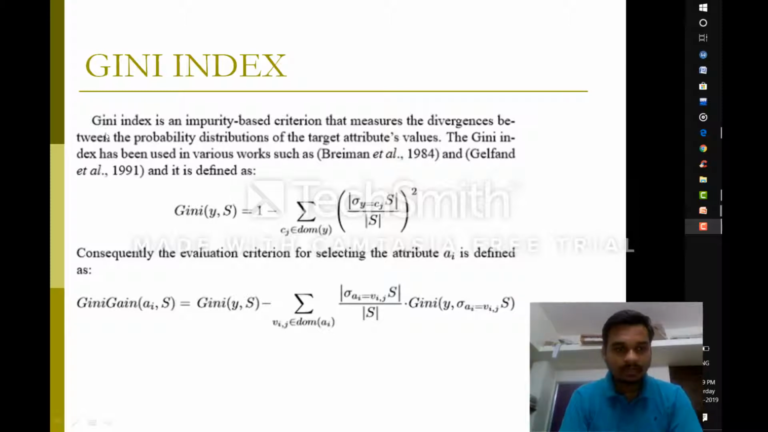So first of all, as we can see, its definition is: Gini index is an impurity based criteria that measures the divergence between the probability distribution of the target's attribute value. Its formula is also given here: 1 minus summation of its relative frequency. This term is known as the relative frequency. So its formula is 1 minus summation of square of relative frequency.